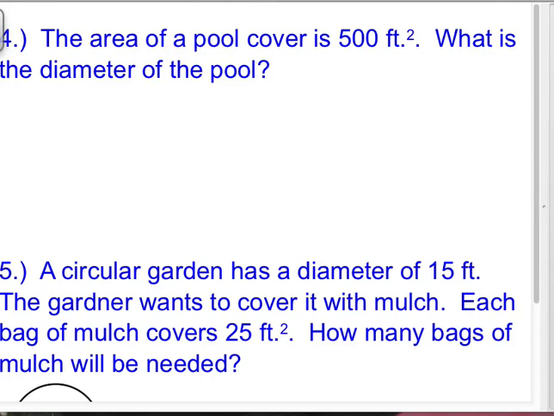Let's look at a couple word problems here. They might have you thinking backwards a little bit. Number 4 says, the area of a pool cover is 500 feet to the second power. So then what would the diameter of that pool be? So they're giving you the area and they're asking you what the diameter would be. We got to work backwards.